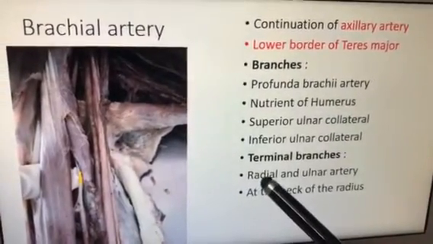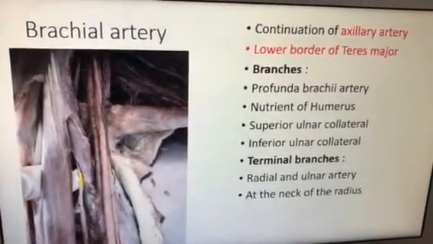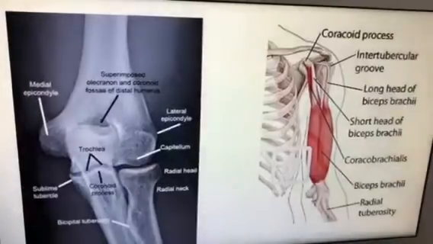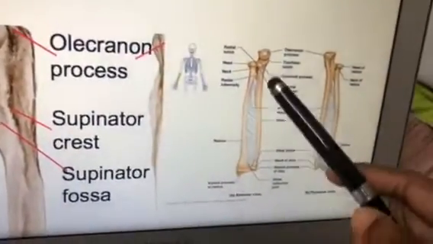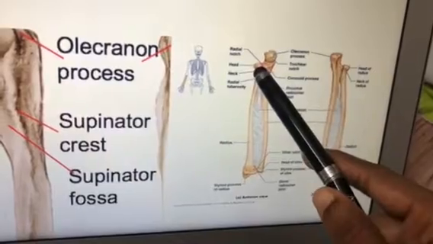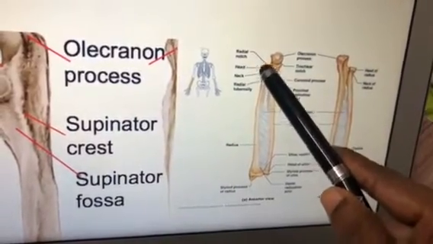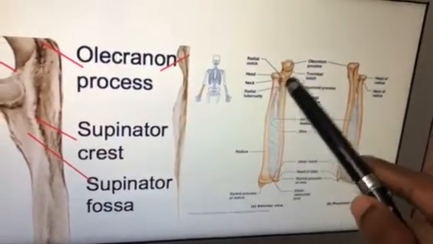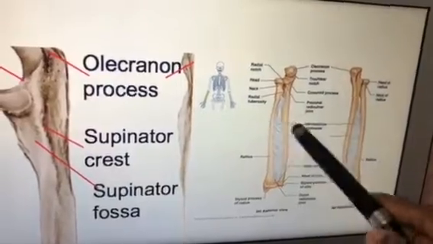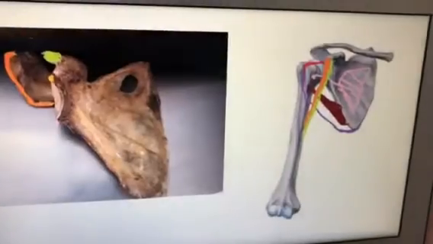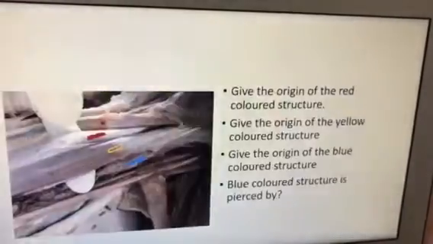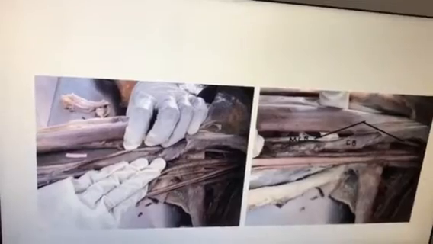Okay, so radial and ulnar arteries are the terminal branches. You have the radial and ulnar bones, these two are the terminal. See, this is the neck of the radius. Look at this. This is the neck. Here only the brachial artery divides into two, radial artery as well as the ulnar artery. That's all about the brachial artery. It's important for the pulsation as well as the pressure marking. So every student should know brachial artery importance.